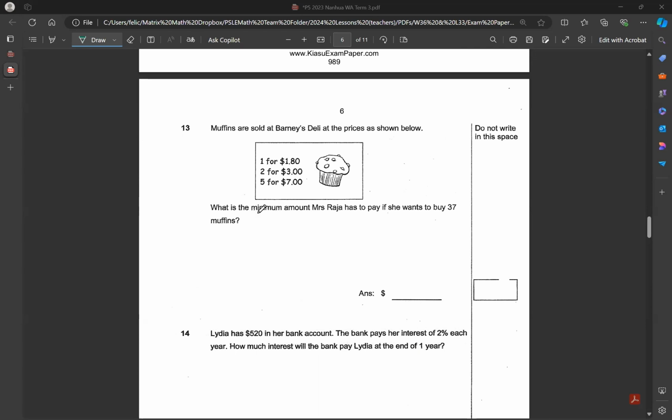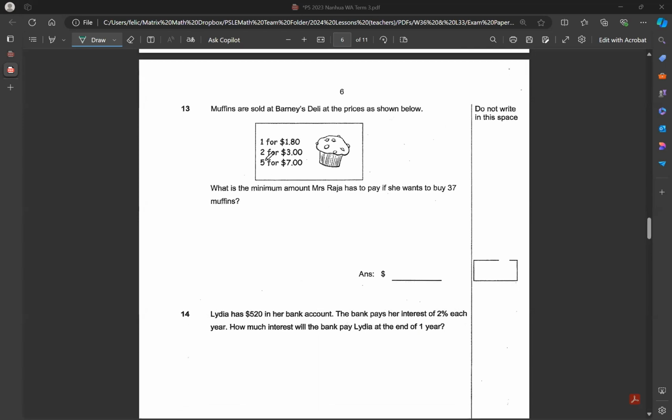So now the question asks for the minimum amount that she has to pay. Minimum means as low as possible, as cheap as possible. So obviously, I will start to prioritize, I will put emphasis on the last pricing first, because this will allow you to spend as low as possible. Okay, so she wants to buy 37. You cannot be buying all 37 at $1.80 each. It's impossible. It's going to be very expensive. Okay, so let's find out how many groups of 5 she wants to pay for first.